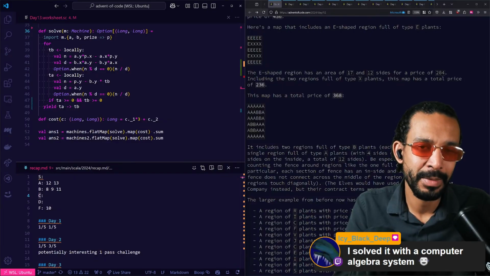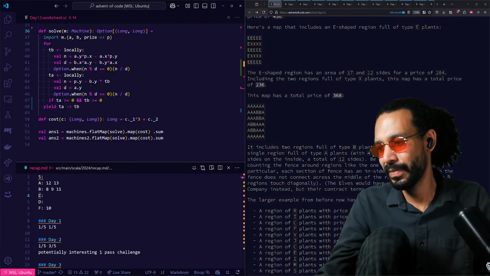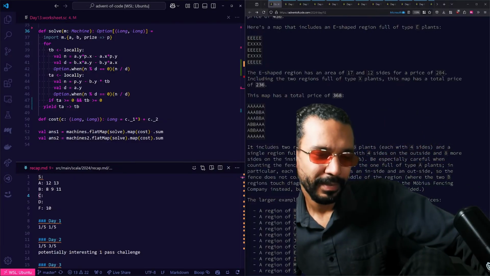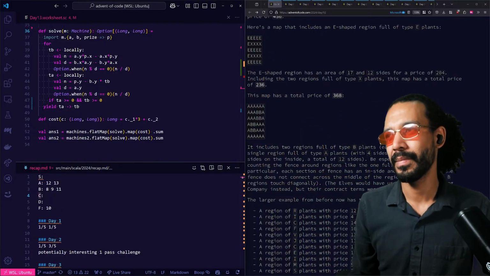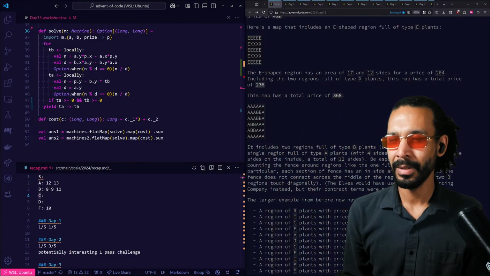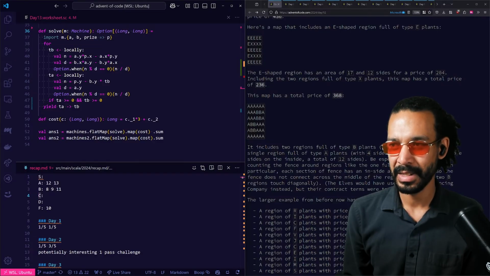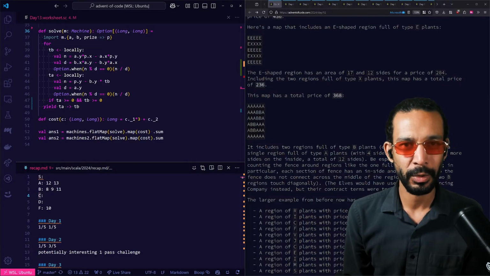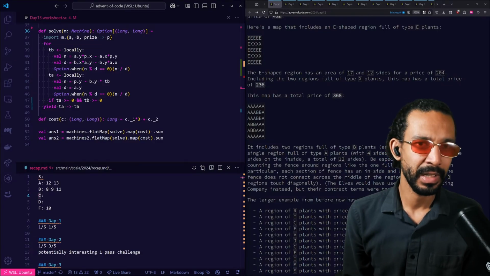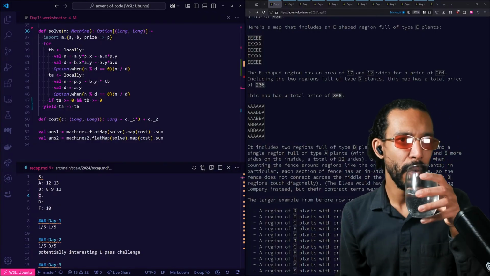You solved it with a computer algebra system? Oh, cool. Yeah, I downloaded one once and started messing around with it for a group theory thing I was doing. I just wanted to multiply some permutations.